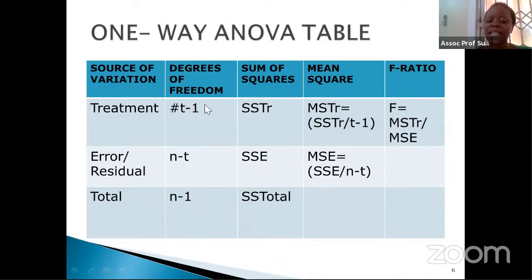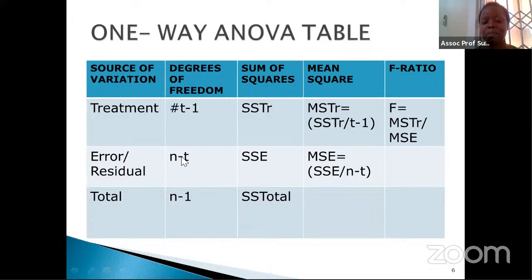In all these, the reason why they are subtracting depends on the number of parameters you are computing in order to compute the mean of the treatment. For example, here, for mean, we require only one parameter. Sums of squares, we require also one parameter, which is the mean. Here, we need all these parameters for all the treatments. That's why we are subtracting t. Here, under sums of squares, we only need mu. Okay, the overall mean is what we need to compute our sums of squares for total. So that's why you see t minus 1, n minus t, and n minus 1. Under regression, as you will see, in this part, we will have n minus p, meaning the number of parameters in the model.